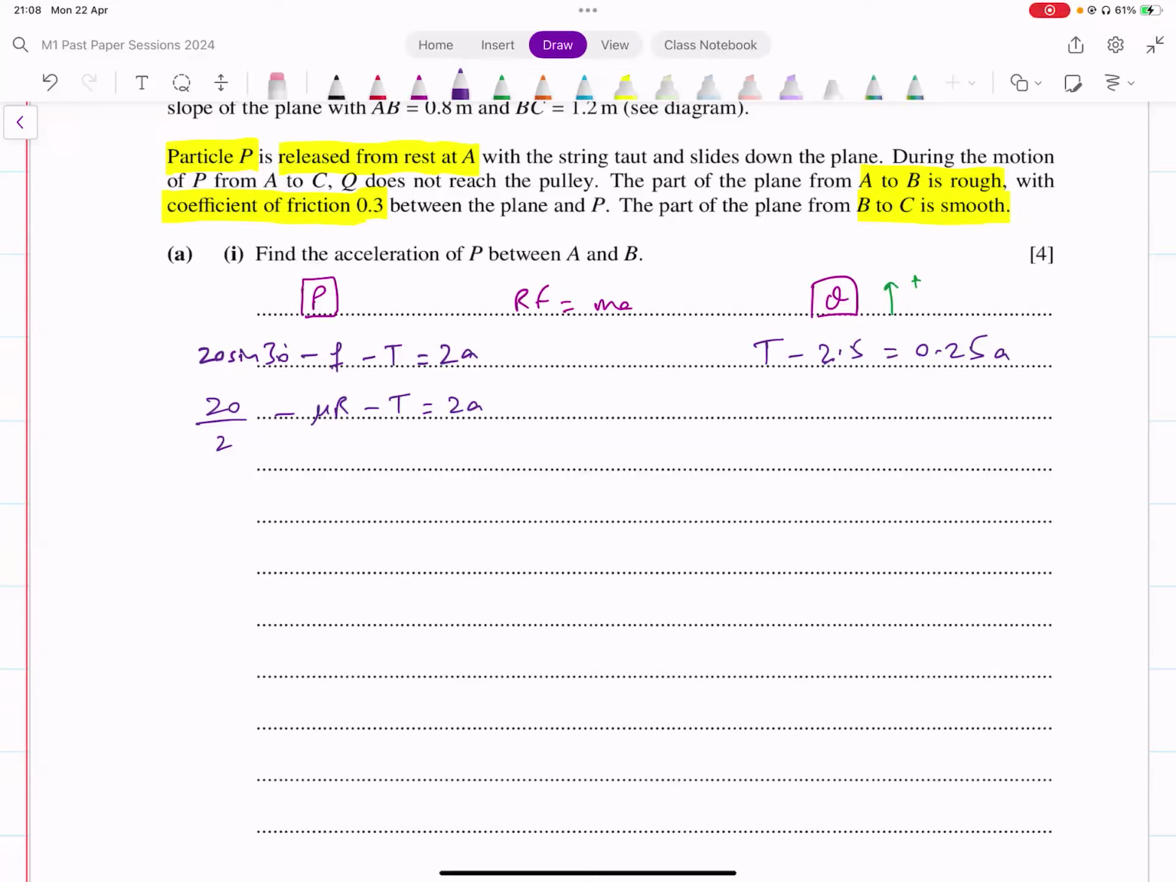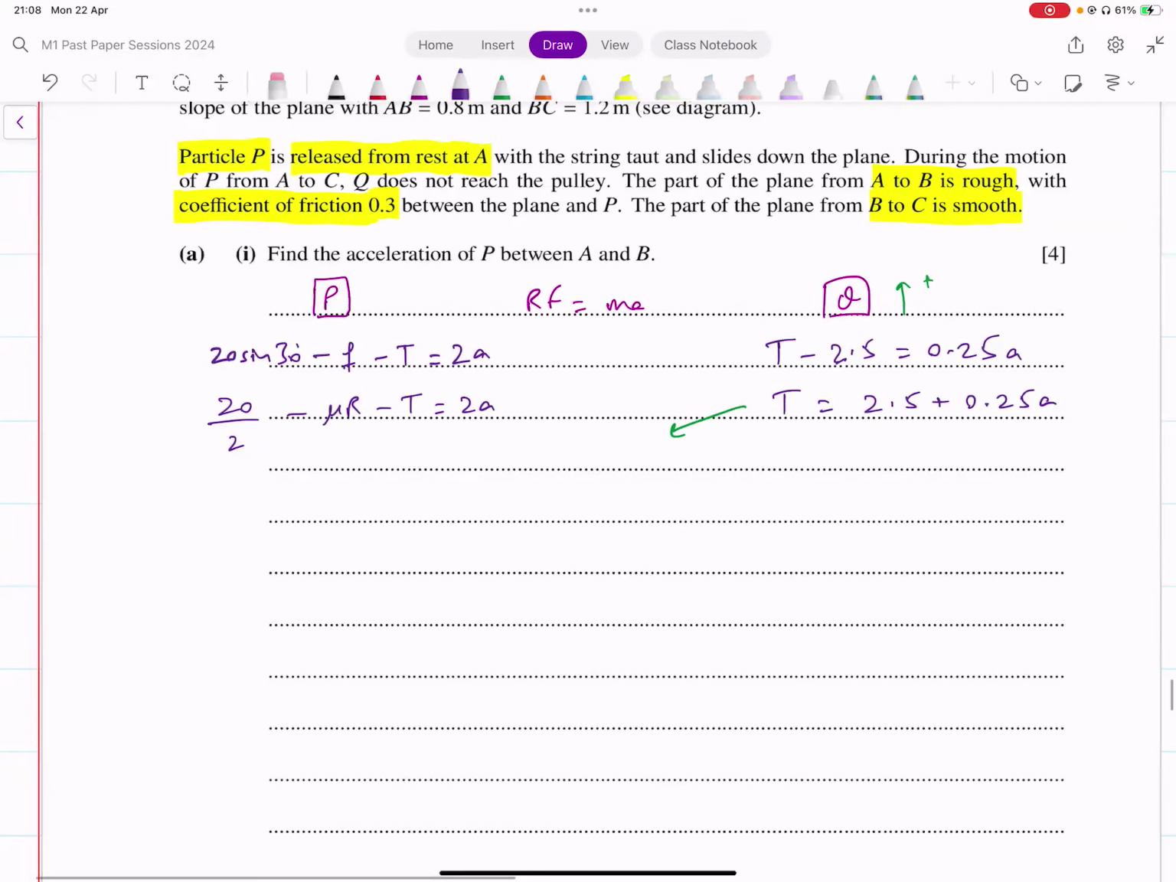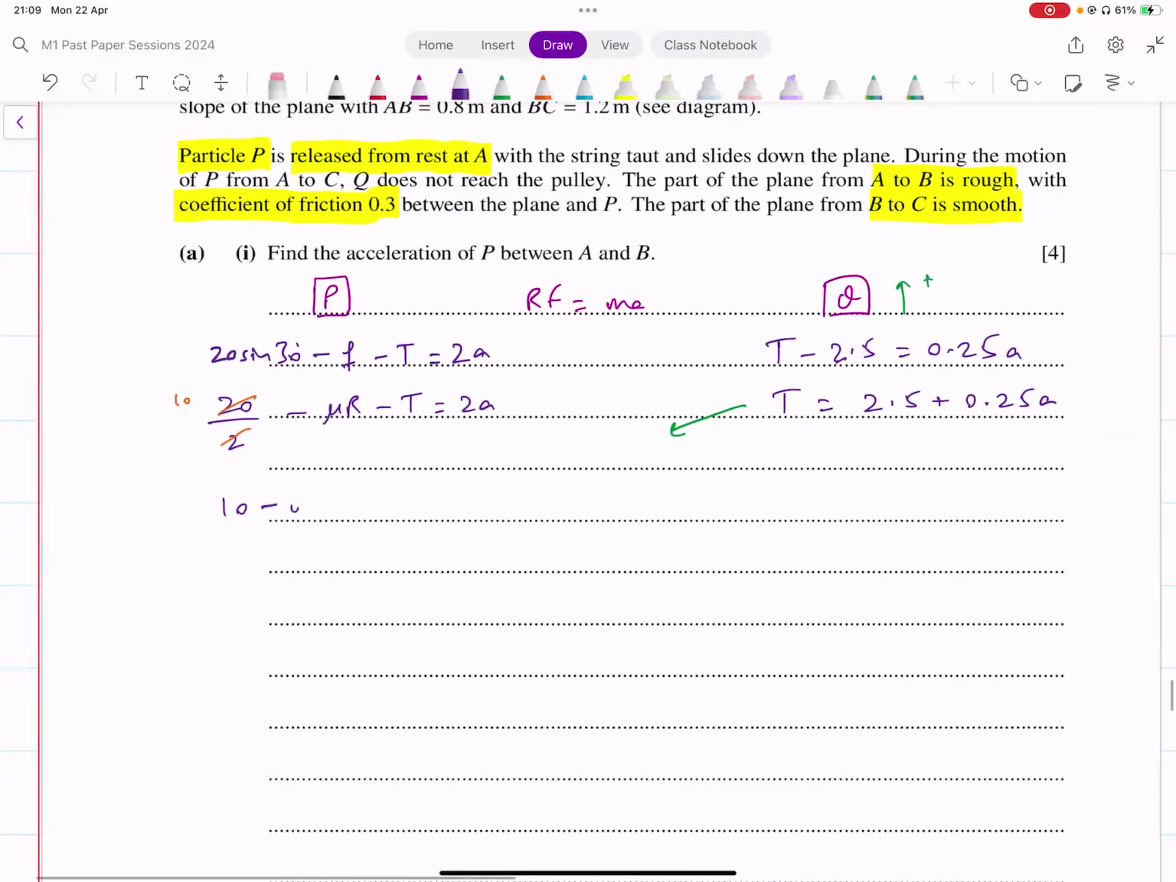And now since we're looking for acceleration, we can eliminate T from the other equation to get 2.5 plus 0.25 times the acceleration. Put that in the first equation as well. We've got everything that we need now. 20/2 is 10. This gets cancelled. 10 minus mu. What's the value of mu? Mu was 0.3. That's given in the question.